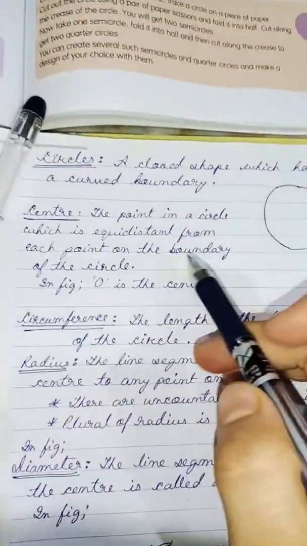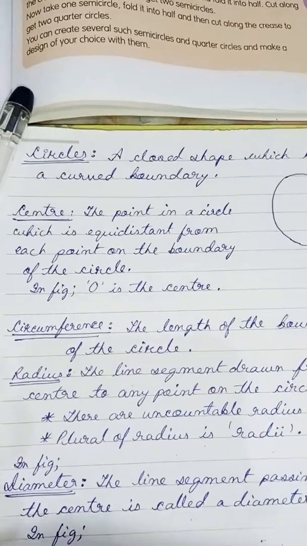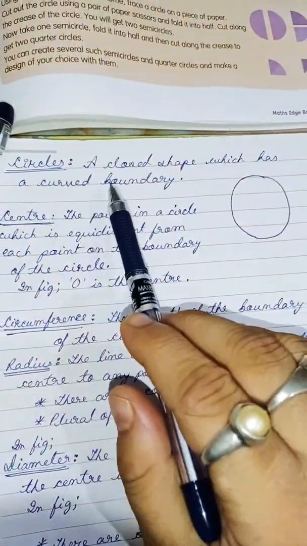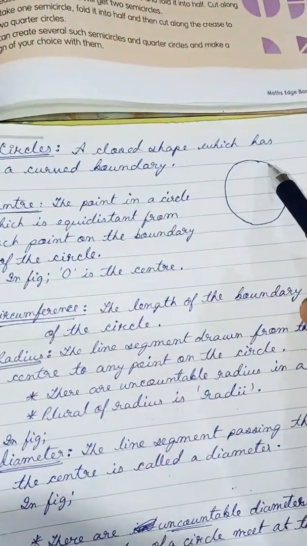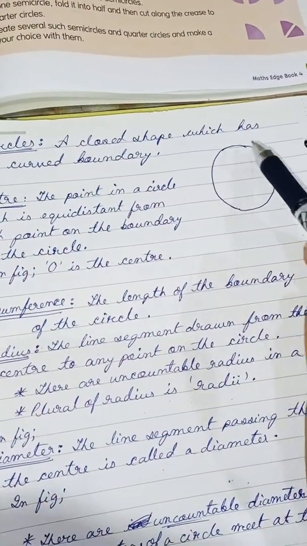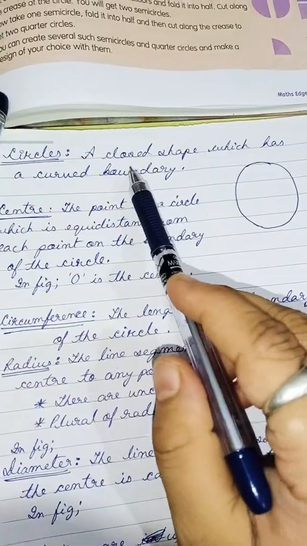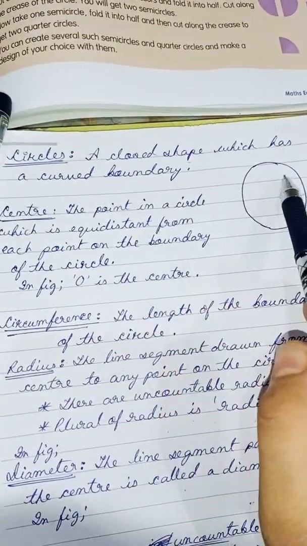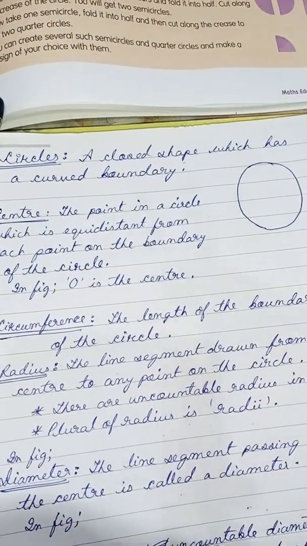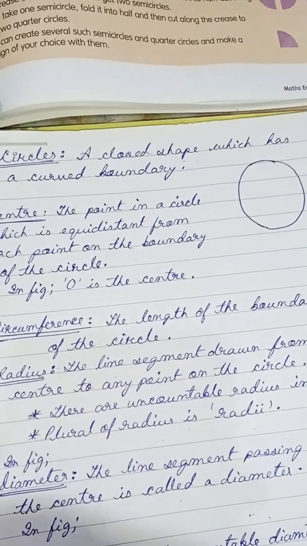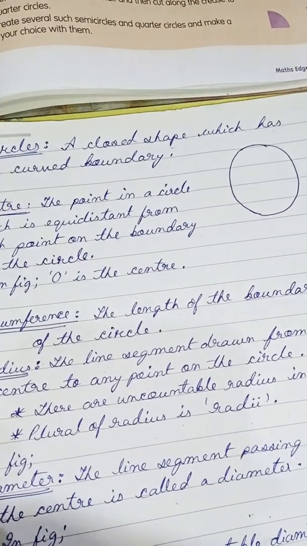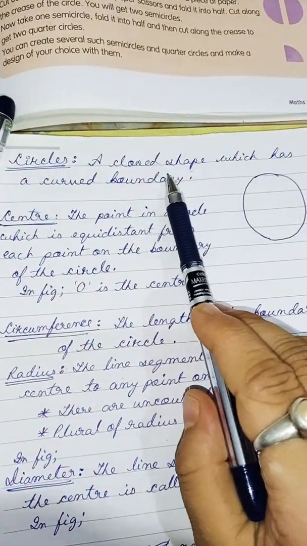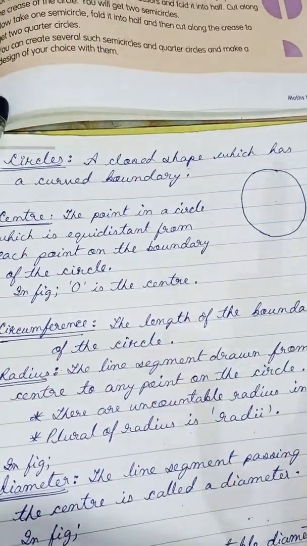So what is a circle actually? You know what a circle is by shape. So if you want to define it, you can define it like this: a closed shape which has a curved boundary. That means the boundary of the shape is not straight, it's a curved boundary. Okay, so any closed shape which has a curved boundary, it's a circle. The proper definition is a little bit different, but that is not required right now. That will be required in higher classes.